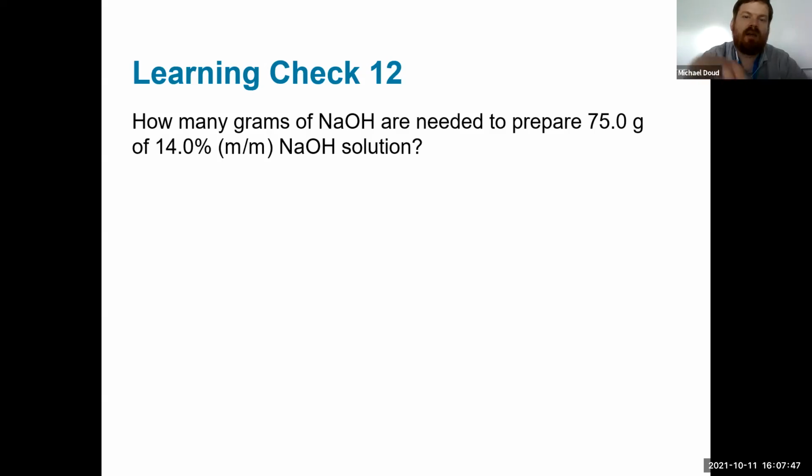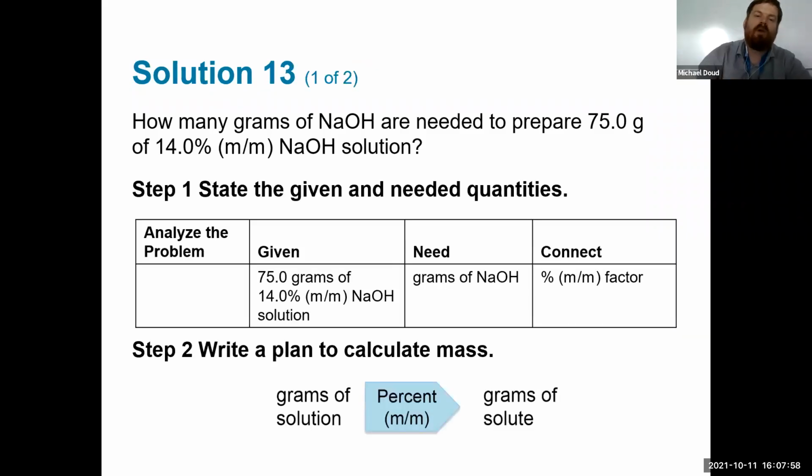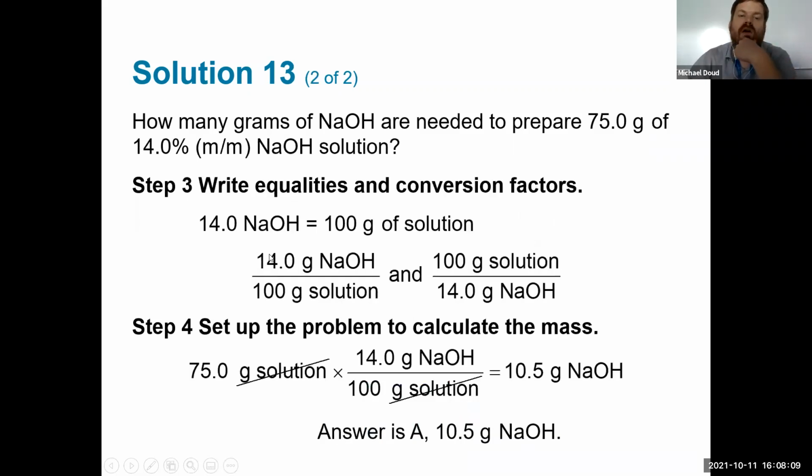Okay, now we're back. So again, how many grams of sodium hydroxide are needed to prepare 75.0 grams of 14.0% by mass sodium hydroxide solution? Well, we're given the fact that we need 75.0 grams of the solution. Our conversion factor here is that for every 100 grams of solution, we have 14.0 grams of sodium hydroxide. That's a pretty straightforward conversion.